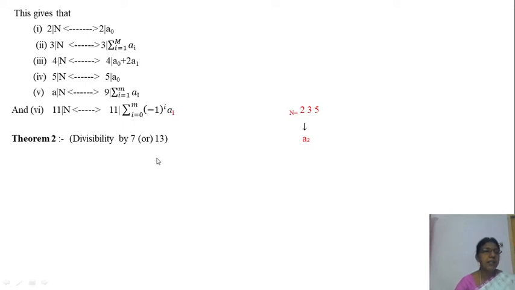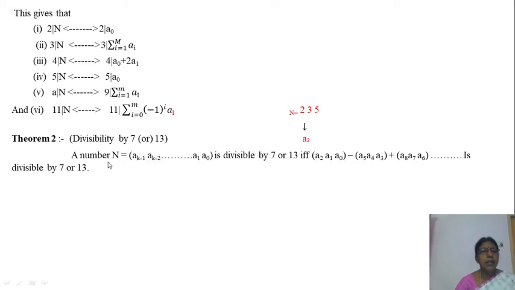Divisibility by 7 or 13. You see here. Let a number n equal to ak minus 1, ak minus 2, up to a1, a0 be divisible by 7 or 13 if and only if the 3-digit groups a2 a1 a0 minus a5 a4 a3 plus a8 a7 a6 is divisible by 7 or 13. Assume 7; 13 also has the same property. Divisibility by 7. Suppose you write a number like this. So let n be like this.